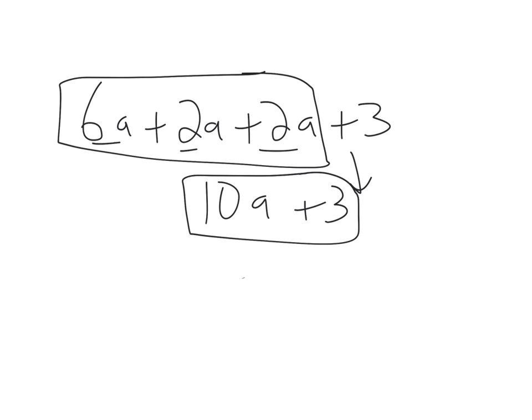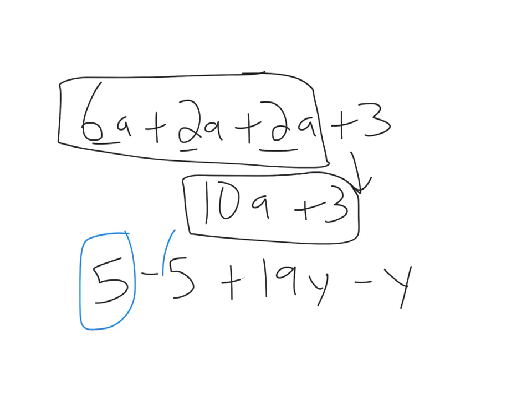Let's take a look at another one. 5 minus 5 plus 19y minus 1y, okay? Now I'm going to ask you right now, think about what are the ones that are like terms. So this 5 and this 5, those are like terms because they're both just regular numbers, okay? And this 19y and this 1y are like terms, okay?